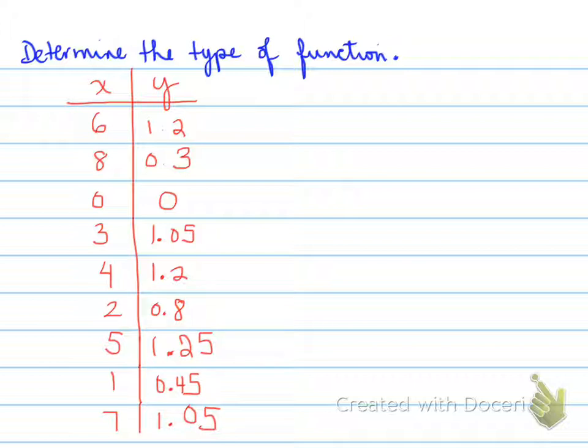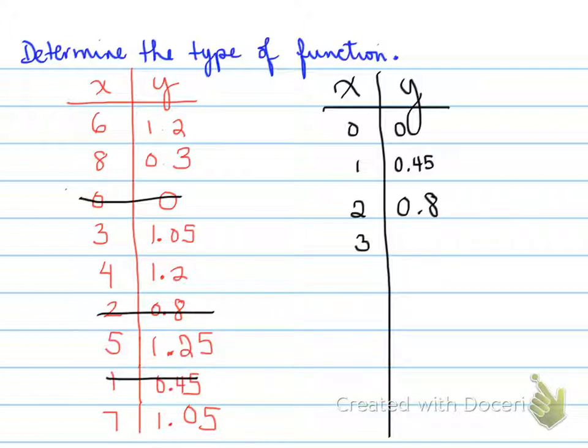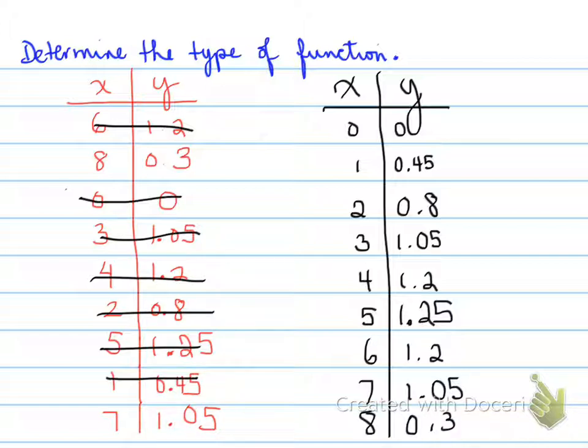To determine the type of function, we notice that first, these x values are not in order. So let's put them in order. x starting with 0, 0; 1 and 0.45; 2 and 0.8; 3 and 1.05; 4 and 1.2; 5 and 1.25; 6 and 1.2; 7 and 1.05; and 8 and 0.3. Once we do that, we will check through.